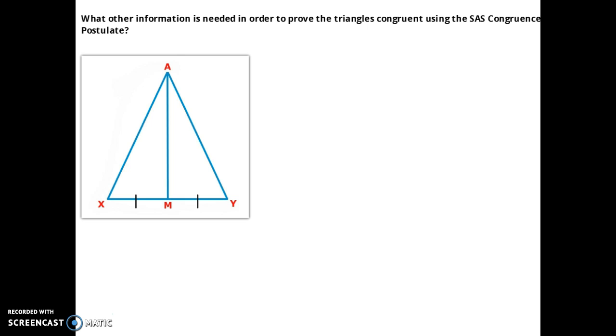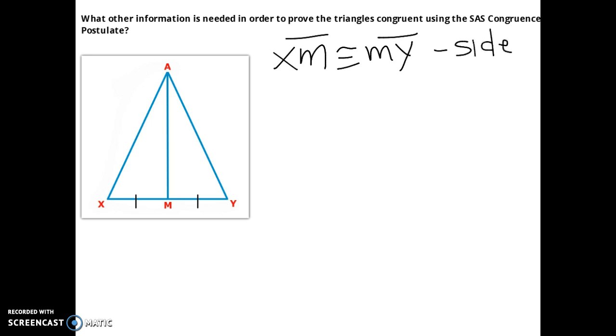Looking at our picture, we have triangle AXY with a line going from A to M. We know that XM is congruent to MY. How do we know that? We have these lines here that indicate this length is the same as this length. So we already have one side that we know is congruent. XM is congruent to MY. And this is a side. We now need to prove an angle. And then we need another side.